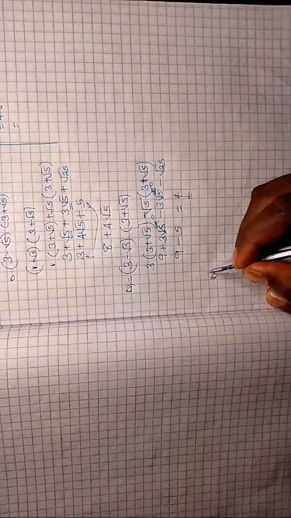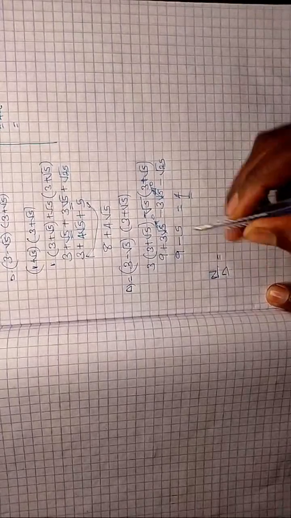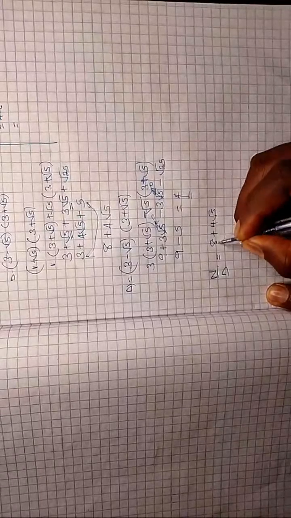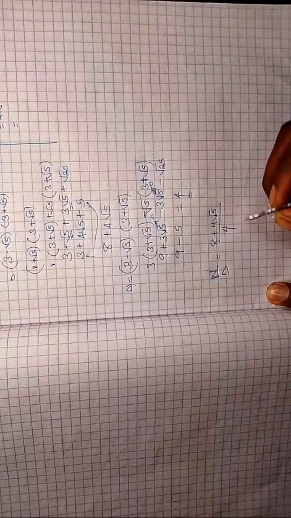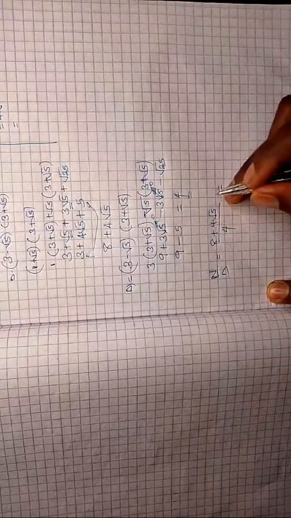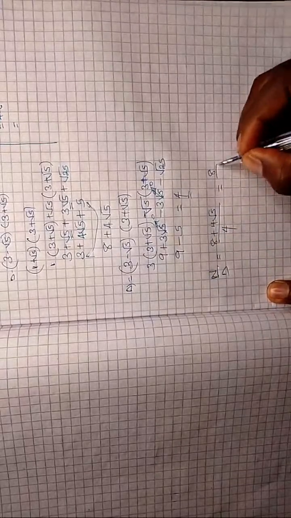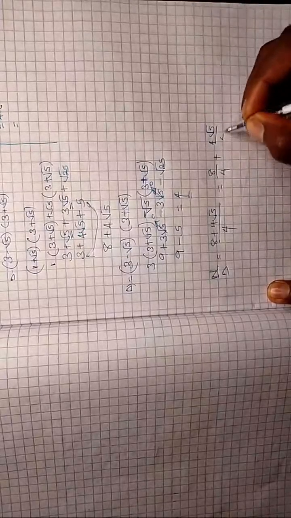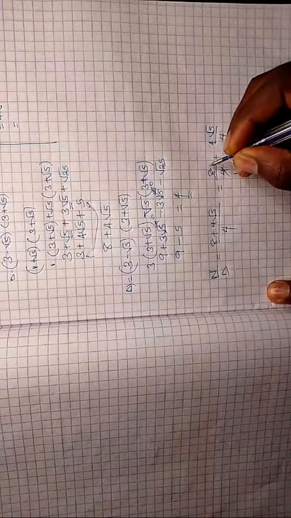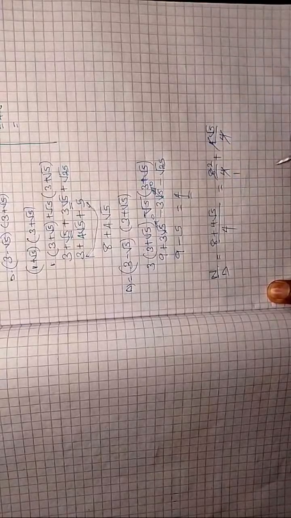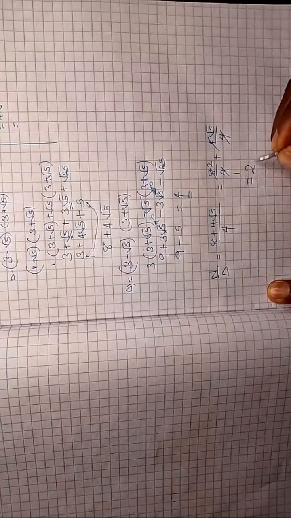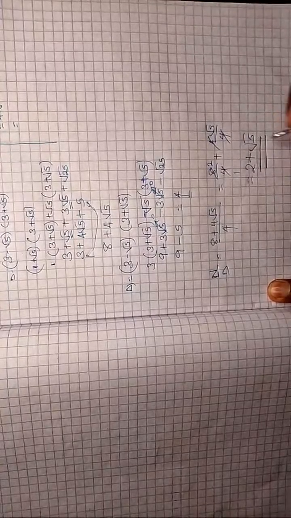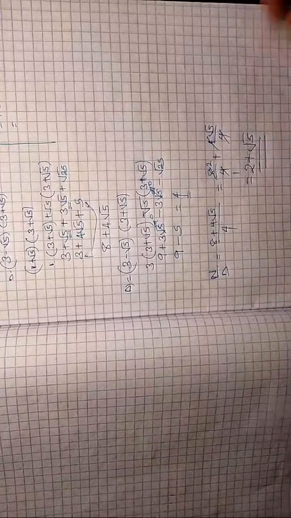Now let us take the numerator over the denominator. In the numerator we have 8 plus 4 root 5, over 4 in the denominator. Because we have the same denominator, it will be 8 over 4 plus 4 root 5 over 4. Now 4 goes into 8 twice, and 4 goes into 4 once. So the answer is 2 plus root 5. And that is the answer there.